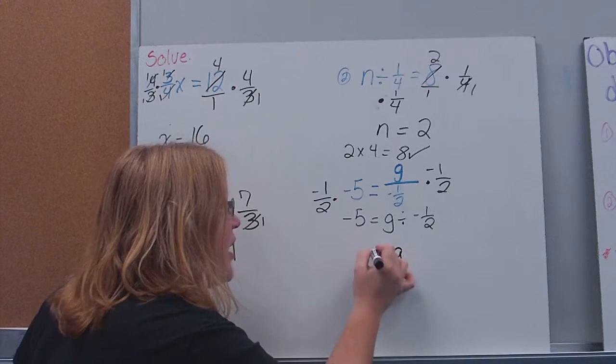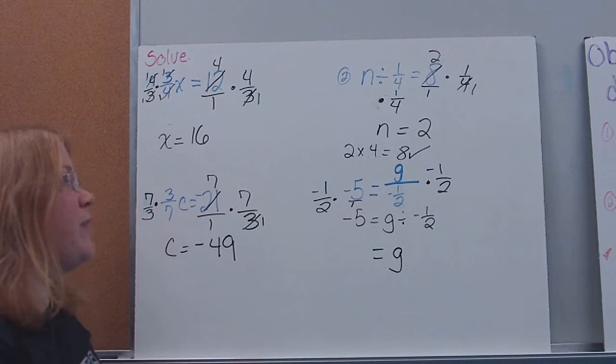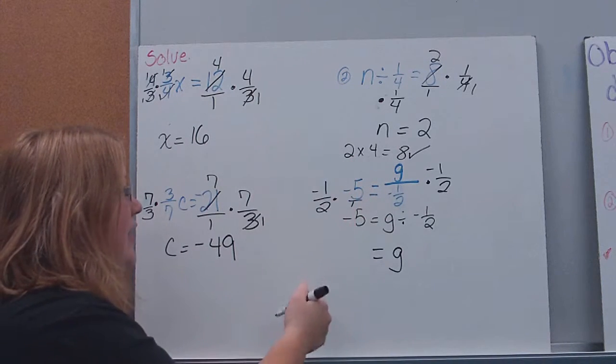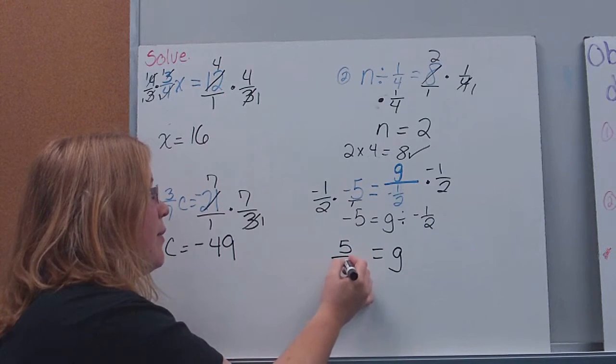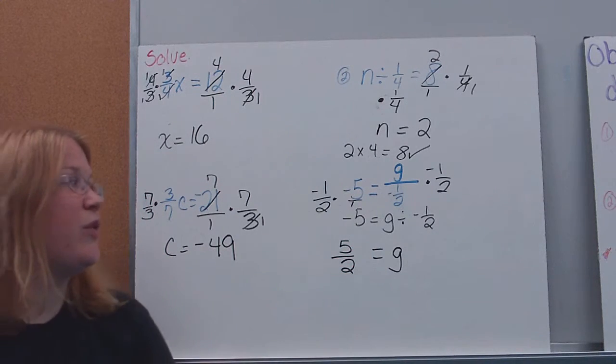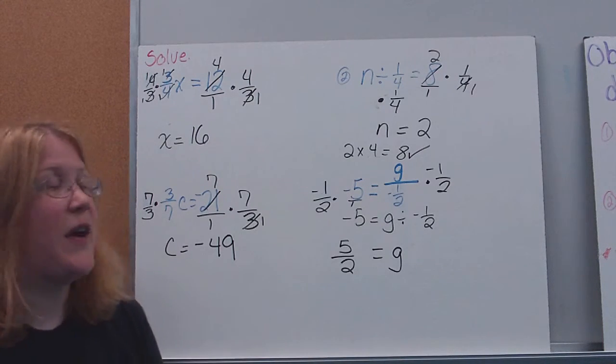I'm left with g on this side. Here, I'm going to write my 5 over 1. Nothing's going to cancel out here. I have a negative and a negative, so my answer is going to be positive. I'm going to get 5/2, which we could rewrite as 2 1/2 if we wanted, or you can leave it in that form. That's fine.